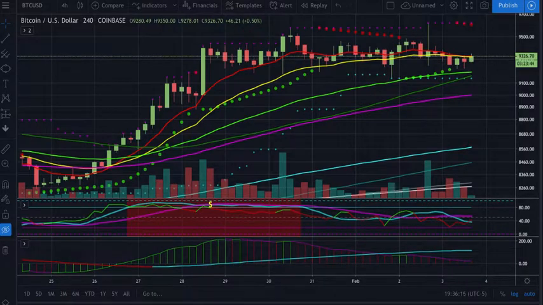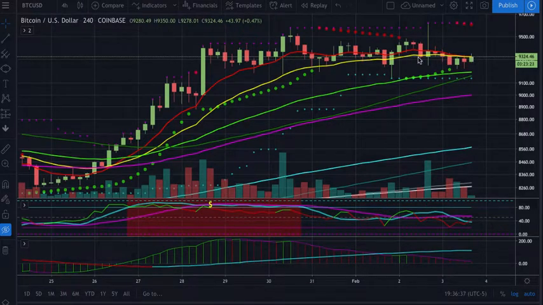Alright, so here we have the Bitcoin chart. I'm on the 4-hour Coinbase chart right now. And anybody that knows my basic moving average strategy knows that we are at a pivotal point in the market right now. Because as you can see on the 4-hour, which is the most credible short time frame, we are about to get that 10 and 21 cross.